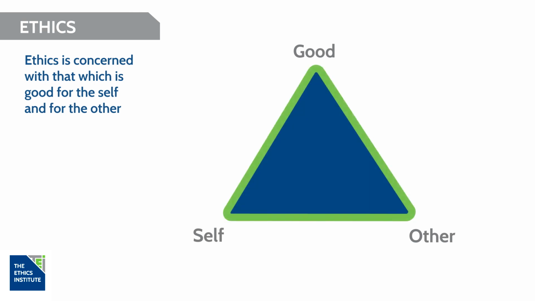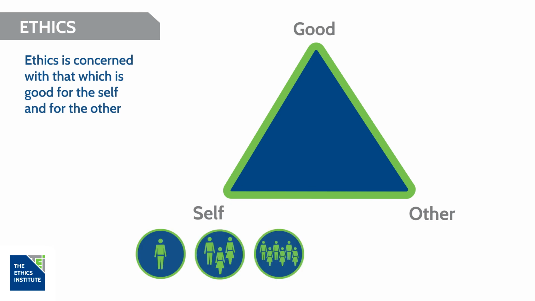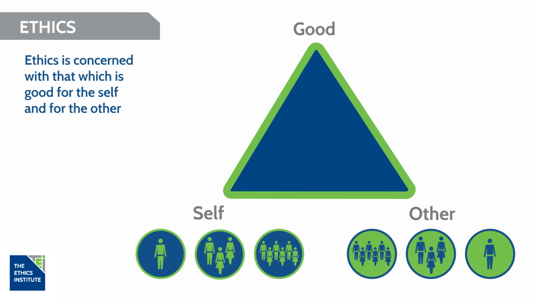As we can see from the triangle, the three concepts, good, self, and other, form the basis of a definition of ethics. The self could be an individual, a group, or an organization. So could the other be an individual, a group, or an organization.